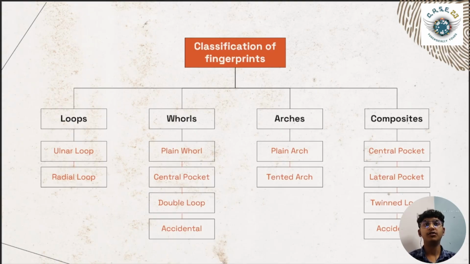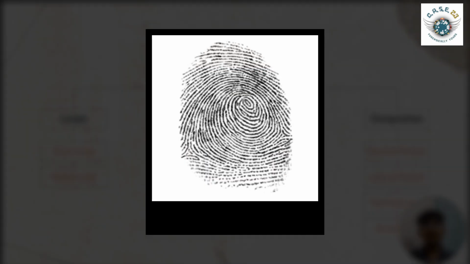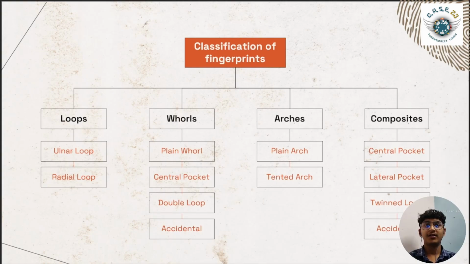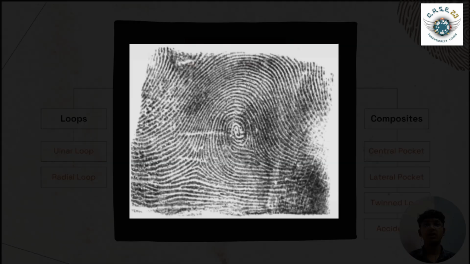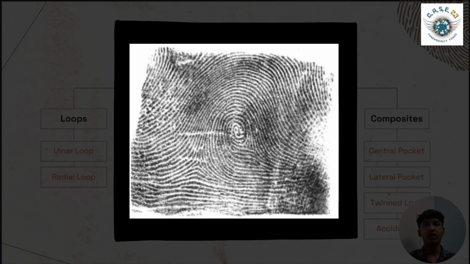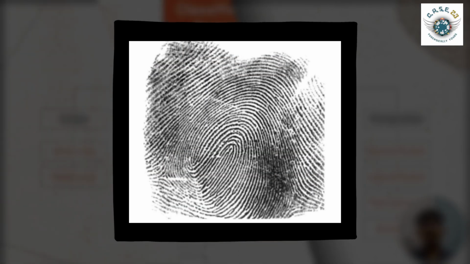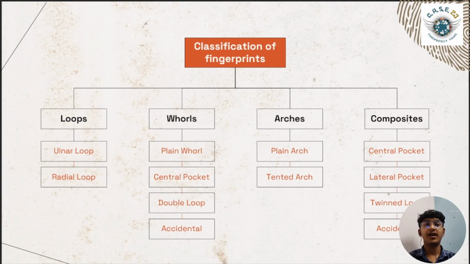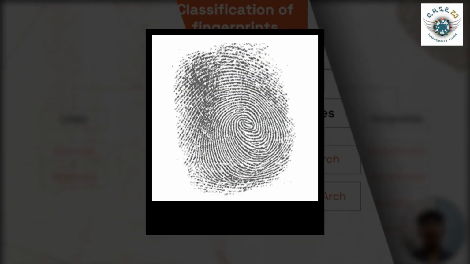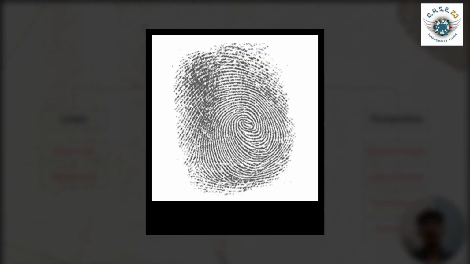And then there are whorls. Now whorls, they are circular and spiral-like patterns. Its subtypes are, first one is plain whorl, a simple circular or spiral pattern with two deltas. Central pocket whorl: they look like a whorl but with one delta much closer to the center. Double loop whorl: two loops combined forming an S shape. Accidental whorl: a mix of patterns that doesn't fit into any other category.